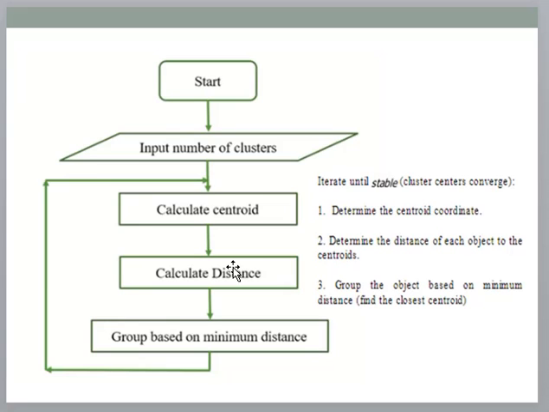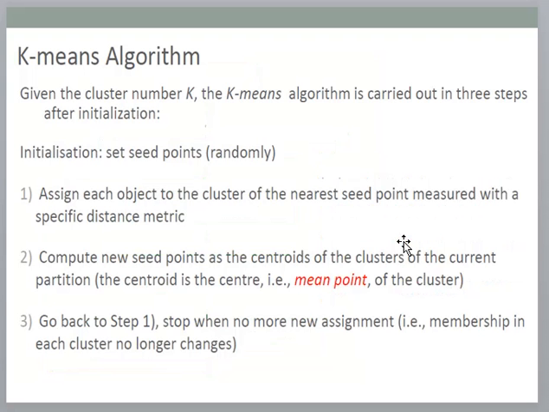Convergence is when the change in the centers is less than a threshold, and then we can say that we have achieved convergence. So we iterate until we reach a stable or convergent state, and here we are doing 3 steps. Number 1, we determine the centroid, then we calculate the distance, and based on the minimum distance we assign the item to the cluster center. So these are the main basic steps of a simple k-means algorithm.